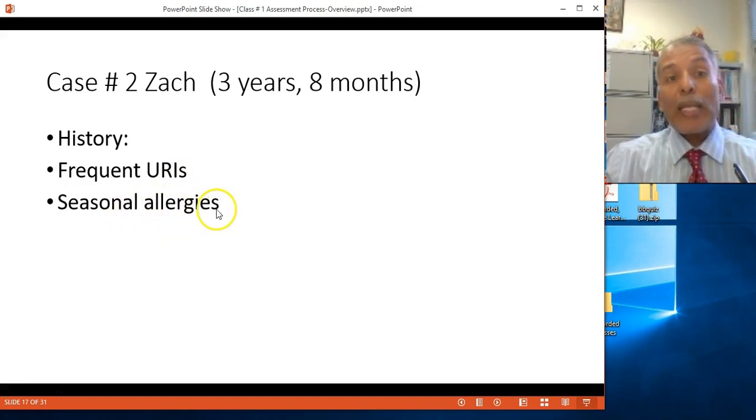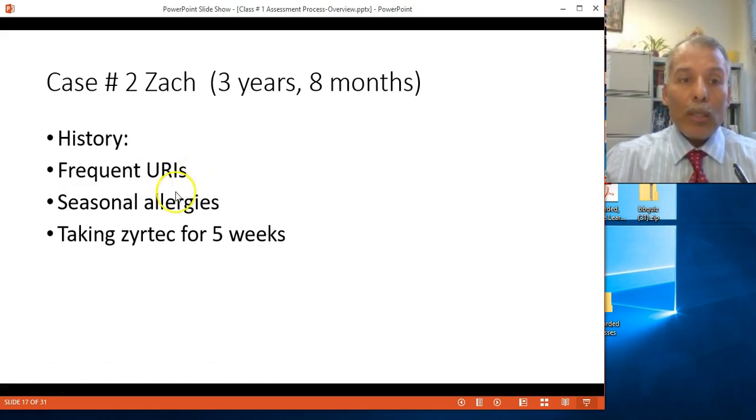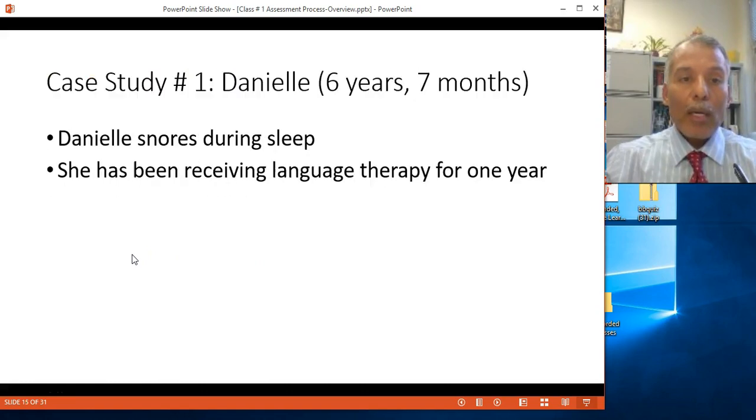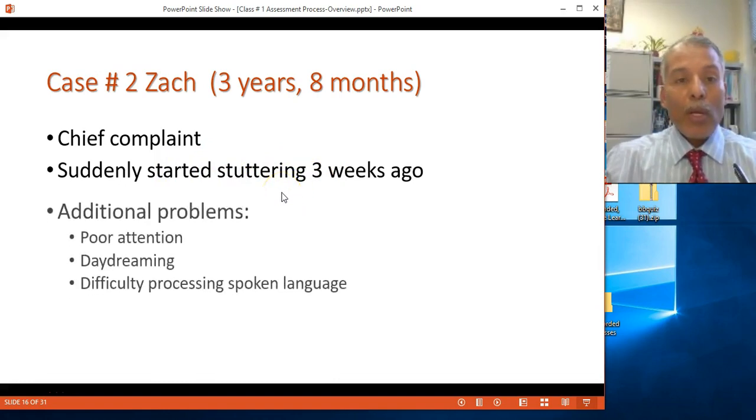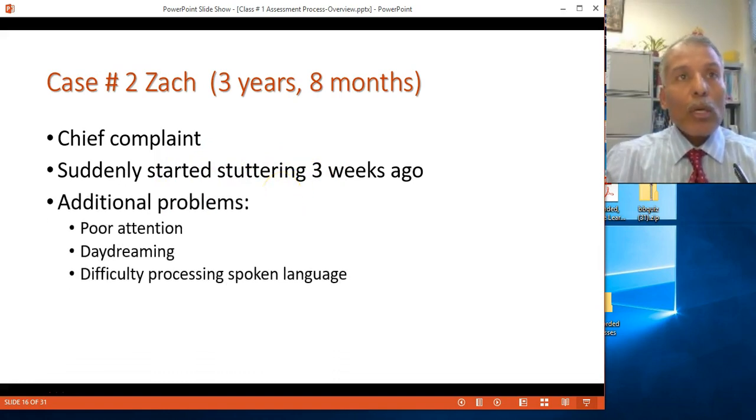Another one, the person has seasonal allergies. So does that relate to the upper respiratory infections? Yes. What else? The person has been taking Zyrtec for 5 weeks. Zyrtec is an allergy medication. Let's go back. So the person here has started stuttering 3 weeks ago, has been taking Zyrtec for 5 weeks. So could Zyrtec be causing the stuttering?